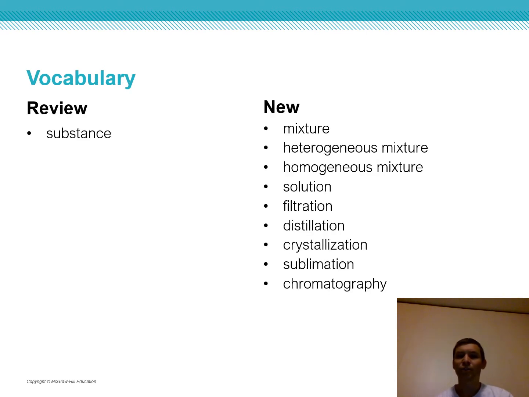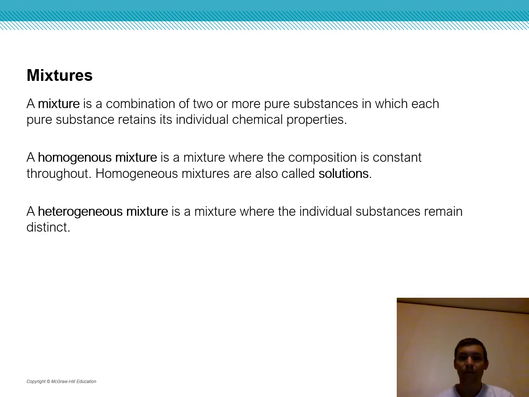So we'll be introducing a whole lot of new vocabulary dealing with mixtures and those processes we use to separate different components of those mixtures, and then also a review word, substance. So let's first talk about the review word, substance. Substance is another word often used for matter, and matter is anything that takes up space and has mass.